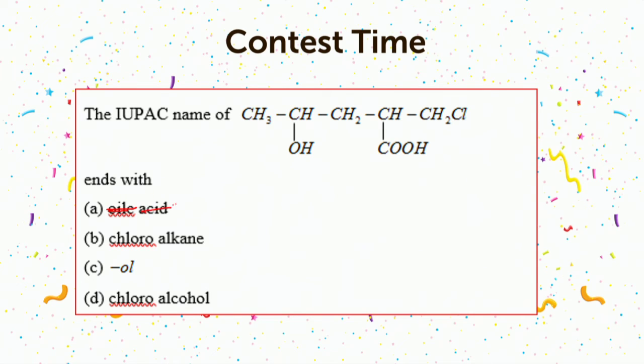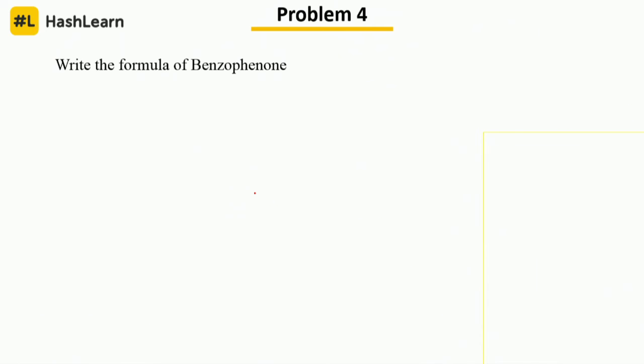Today's contest question: the IUPAC name of CH3 CHOH CH2 CH2Cl COOH ends with, instead of this, you use oic acid. The IUPAC name ends with oic acid, and chloro and hydroxy are prefixes, chloroalkane, chloroalcohol. That is today's contest question.